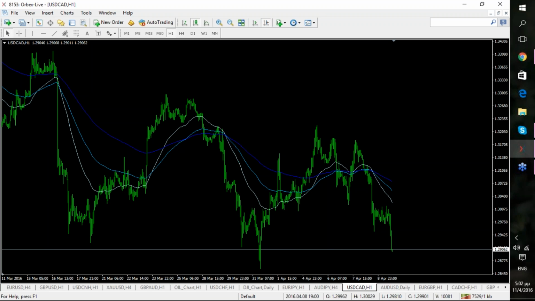So this is what we can see. Perhaps a little look at the AUD, but before AUD JPY, perhaps we go on to AUD US dollar.